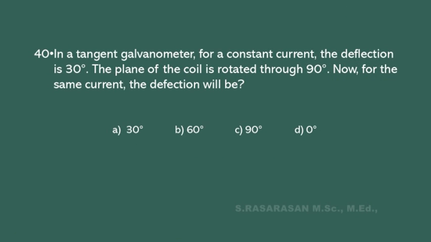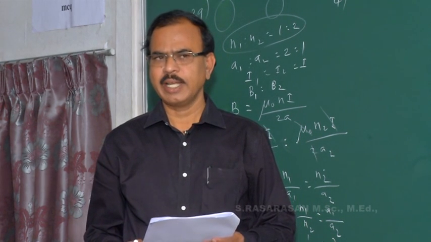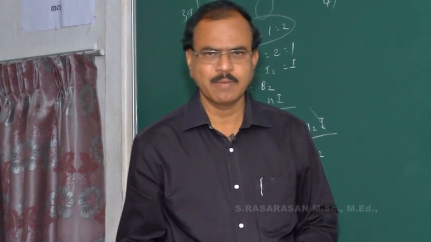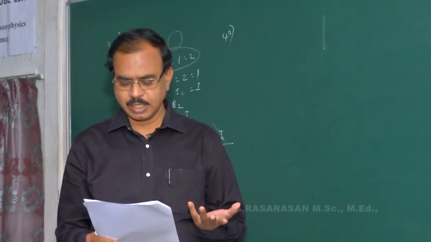In a tangent galvanometer, for a constant current, the deflection is 30 degree. A tangent galvanometer is a circular coil, where a copper coil is available. For a constant current, the deflection is 30 degree. You know that the galvanometer works with the tangent law. Tangent law is the principle of the tangent galvanometer. So the deflection of 30 degree occurs.